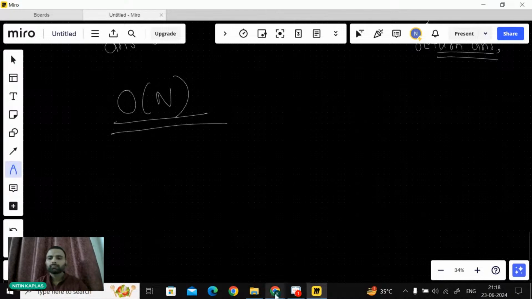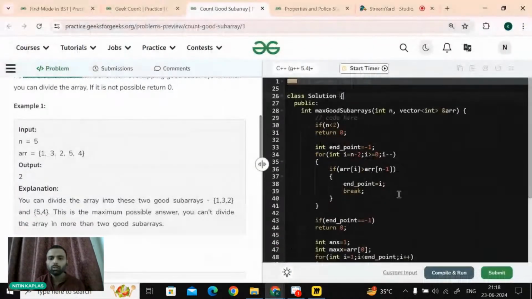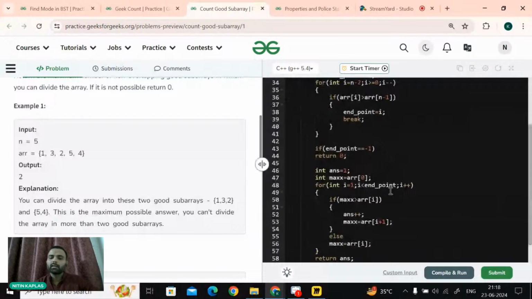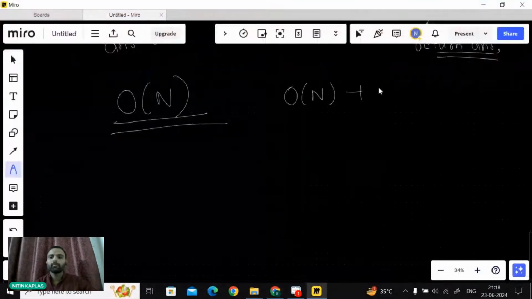Why? Because if you clearly see, I just break the loop. I'm not traversing the whole array. If I encounter one good subarray from the ending part, after that I make a checkpoint and just write the end point. You only have to traverse till now, because after that point I already traversed that. So yeah, we are using two loops, but it's not big O of n plus big O of n. It's simply big O of n.